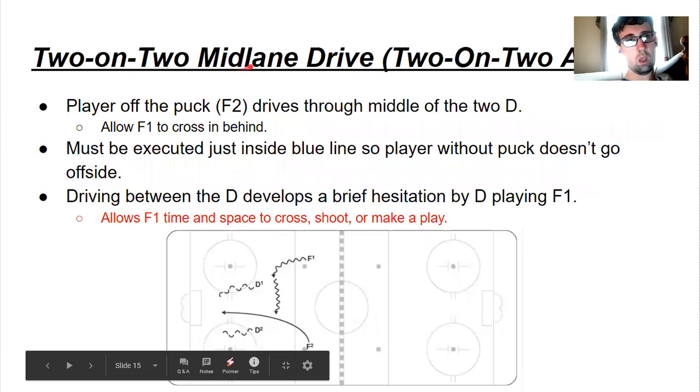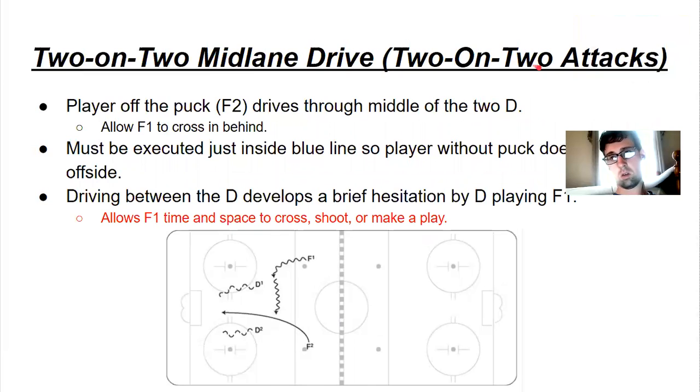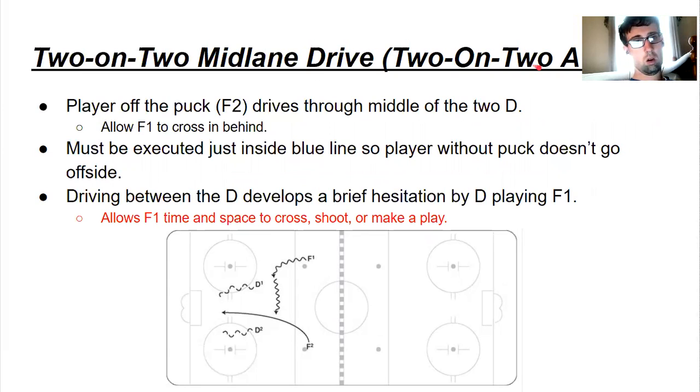2-on-2 mid-lane drive, 2-on-2 attacks. Player off the puck, forward 2, drives through the middle of the 2 defensive men. Allow forward 1 to cross and behind. This must be executed just inside the blue line so the player without the puck doesn't go offside. Driving between the defensive men develops a brief hesitation by the defensive men playing forward 1. This allows forward 1 time and space to cross, shoot, or make a play.